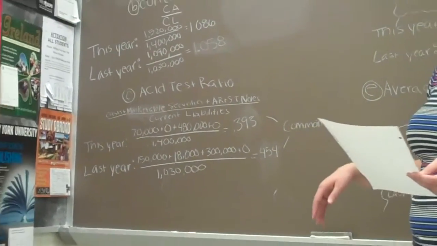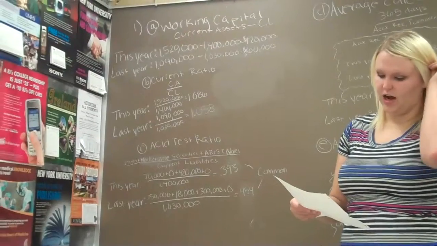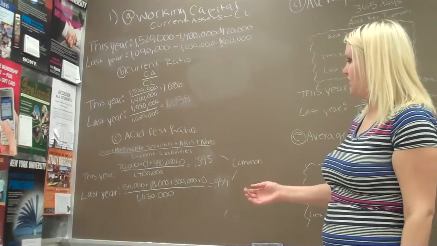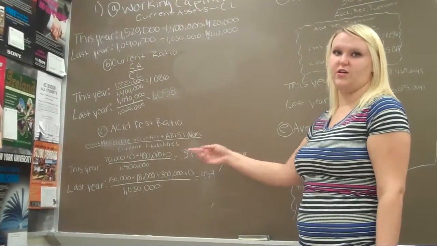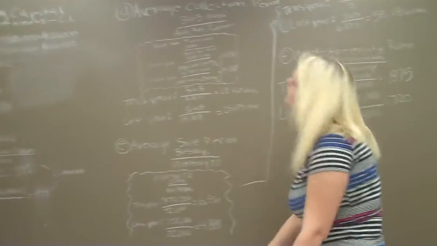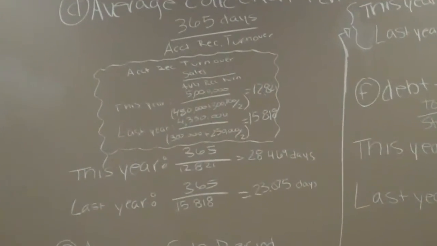For the acid test ratio, it's designed to measure how well a company can meet its goals without really depending on inventory. So as you can see, the number went down, which is good because it means the company is depending less on inventory.